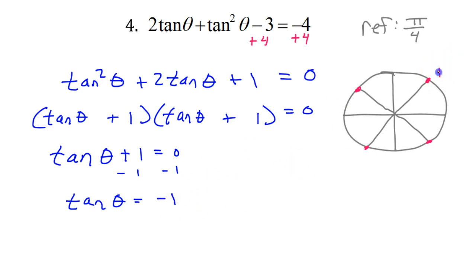Tangent is positive in the first and third quadrant. That's something that we have memorized. And tangent is negative in the second and fourth quadrant. So because we want tangent to equal negative 1, that will happen here and here. So these are the 2 solutions to this equation. So in other words, theta will equal, so this is 3 pi over 4.